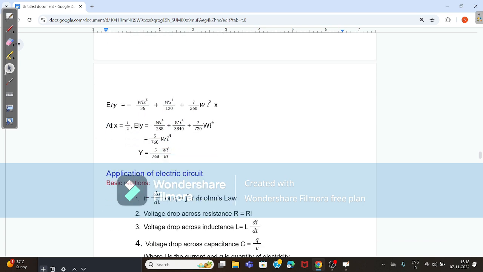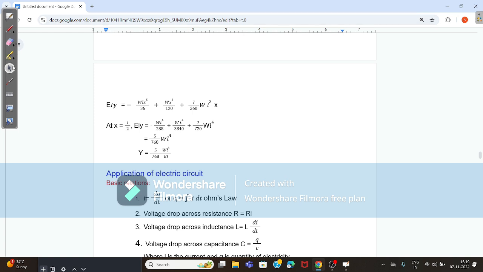EIy is equal to minus wlx cube by 36 plus wx power 5 by 120 plus 7 by 360 w l cube into x. At x equals l by 2, EIy is equal to minus w l power 4 by 288 plus w l power 4 by 3840 plus 7 by 720 l power 4. When you calculate this, it gives the value 5 by 768 w l power 4. Y value is 5 by 768 w l power 4 by EI. You will get the values like this.